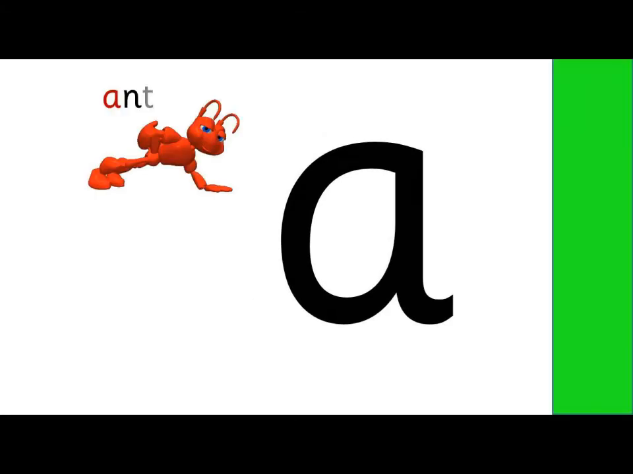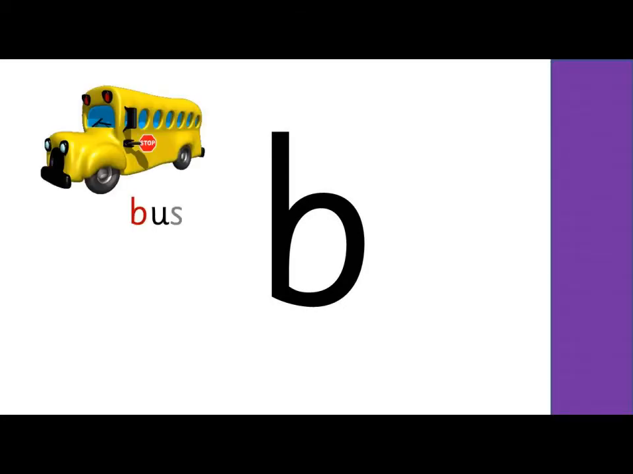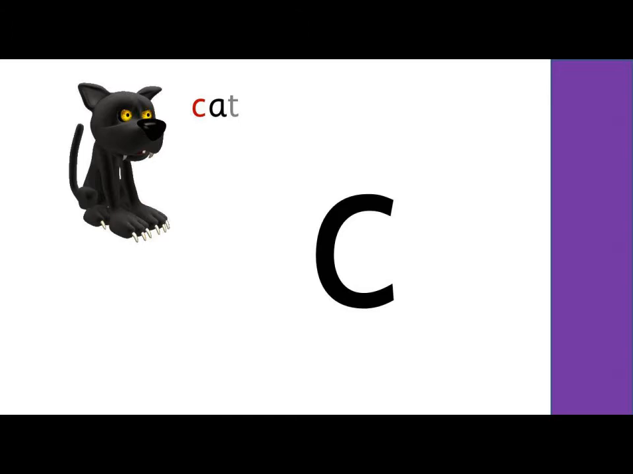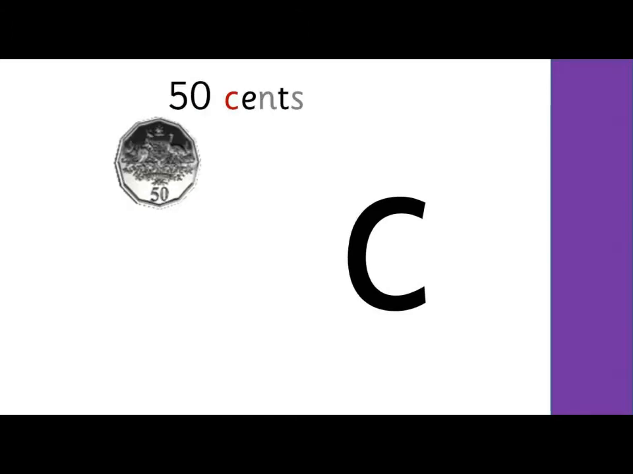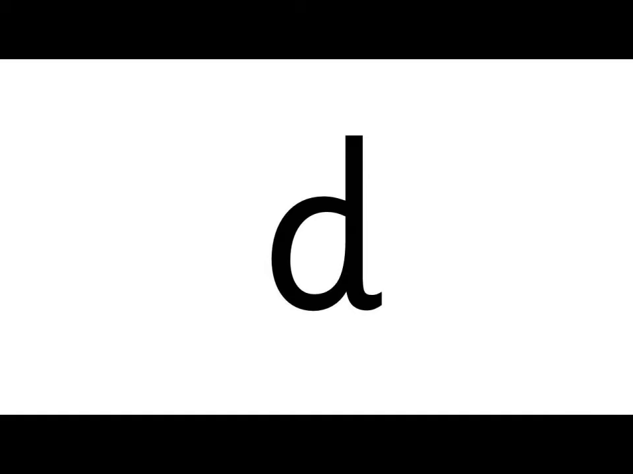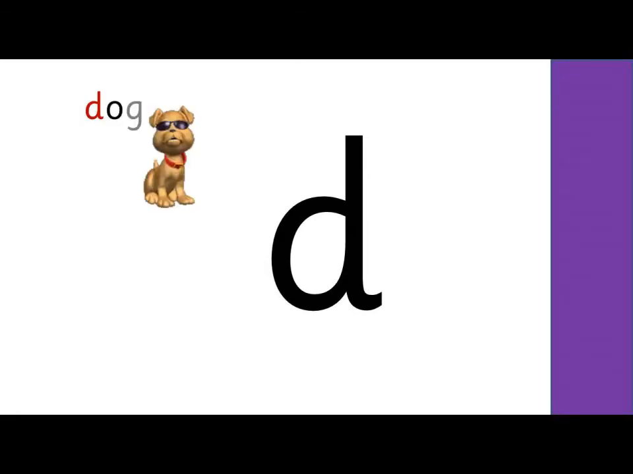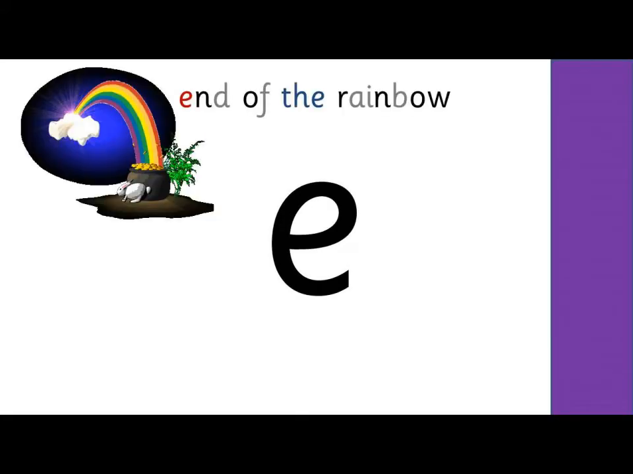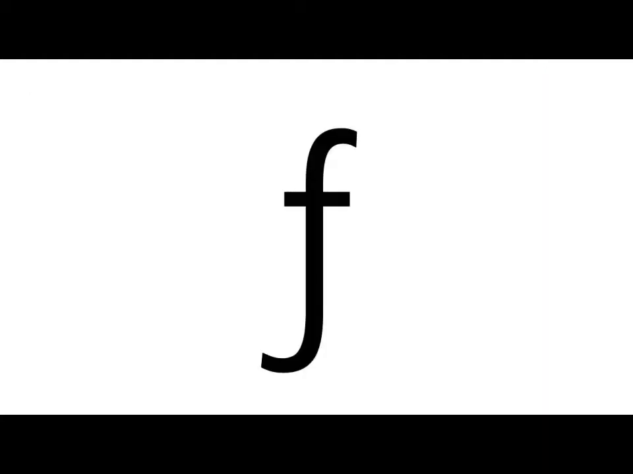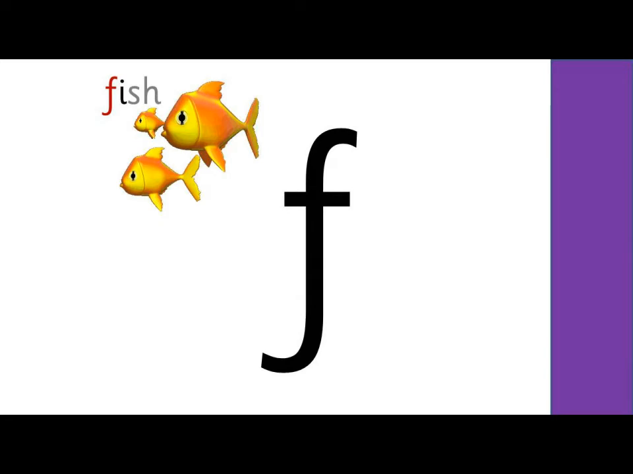The letter A is a picture of A in the green level. B is a picture of B in the purple level. C is a picture of K in the purple level. And S in the purple level. D is a picture of D in the purple level. E is a picture of E in the purple level. F is a picture of F in the purple level.